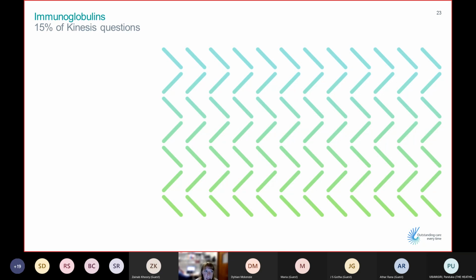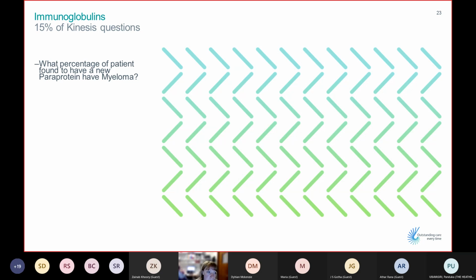So I'll just move on to our second topic, which is immunoglobulins. This was 15% of the Kinesis questions, and I think it's often felt to be a bit of a complicated and daunting subject. So I just wanted you to consider this question to begin with, which we will find the answer to as we work through.